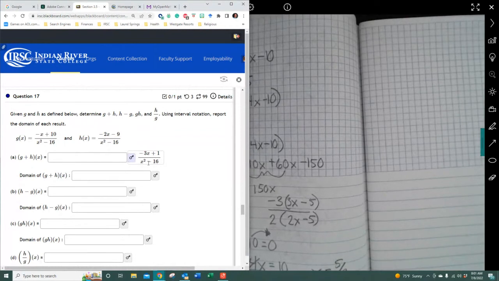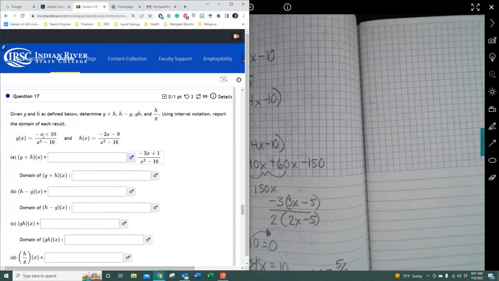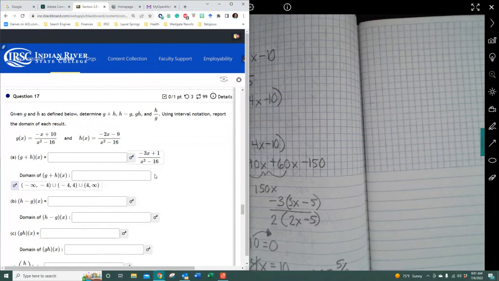Because they're the same and you're adding these together, the bottom just stays the same. But then negative x plus negative 2x gives you negative 3x, and 10 plus negative 9 gives you positive 1. And that's it. Then you have the domain restriction of plus or minus 4, so you have to skip over those two values.